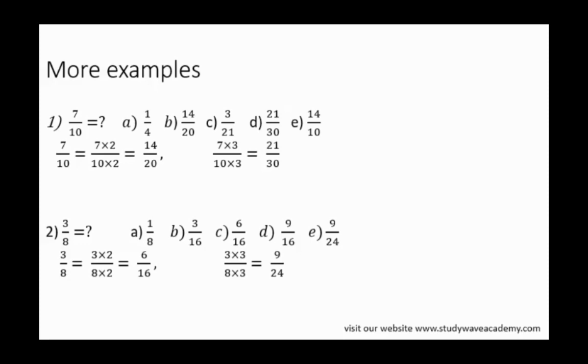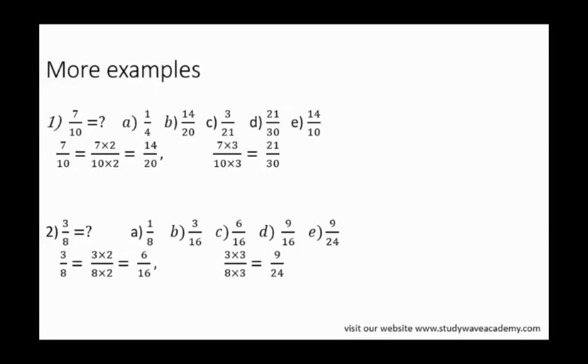3 over 8. What are we going to use to multiply first? Let's go with 2. We'll do 3 times 2 over 8 times 2. What are we going to get? 3 times 2 will give us what? 6. And 8 times 2 will give us what? 16. Let's see if our answer is in the option A, B, C, D, or E.